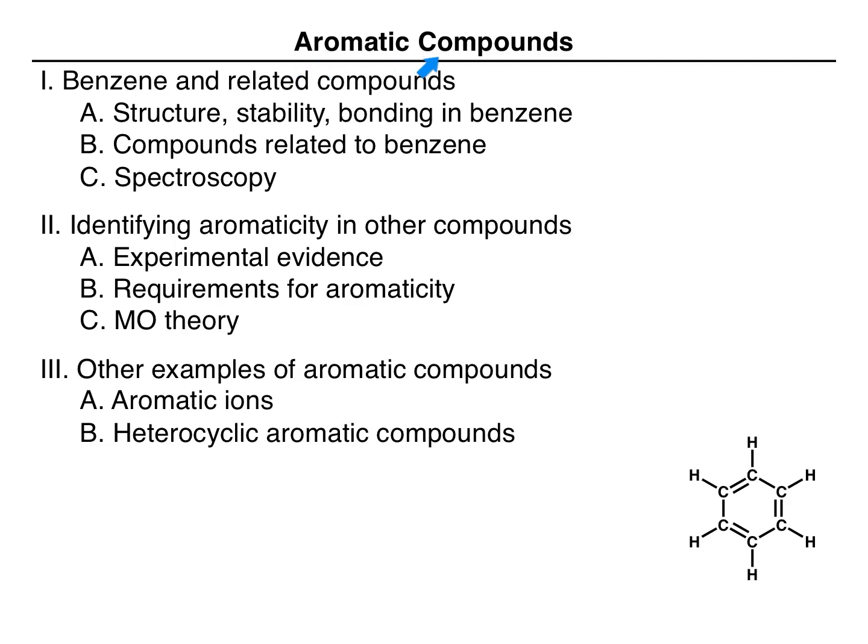In this video, we're going to be talking about aromatic compounds. We're going to start by looking at benzene itself, talking about structure, stability, and bonding, and then we're going to look at compounds related to benzene, and we're going to take a look at spectroscopy. Later this chapter, we're going to look more broadly at what it means to be aromatic, and we'll see other examples of types of aromatic compounds.